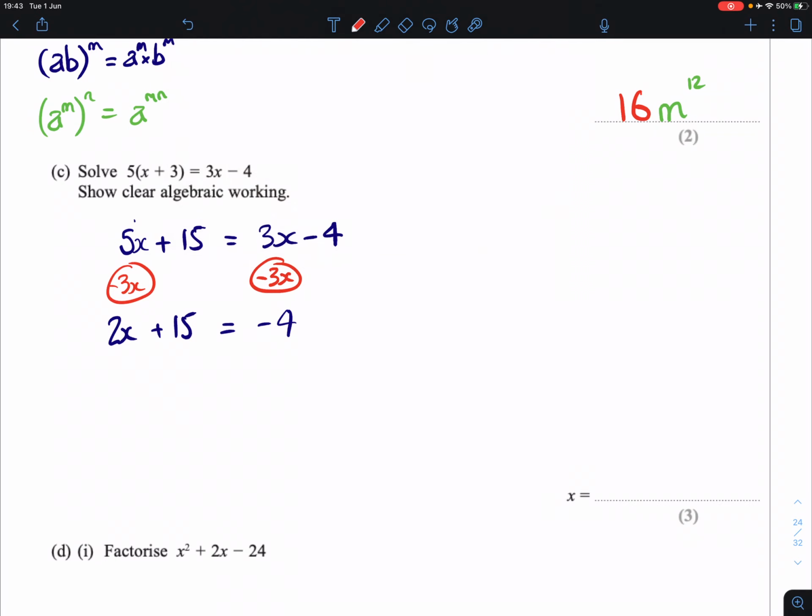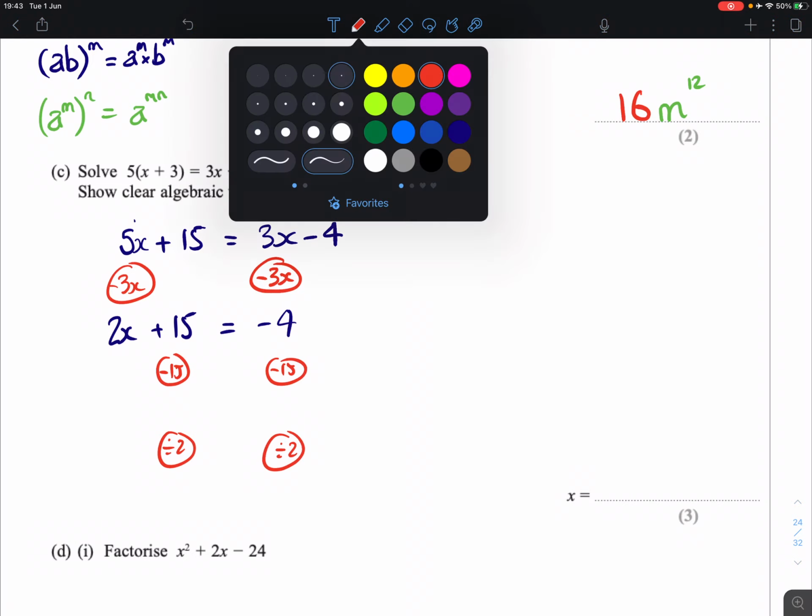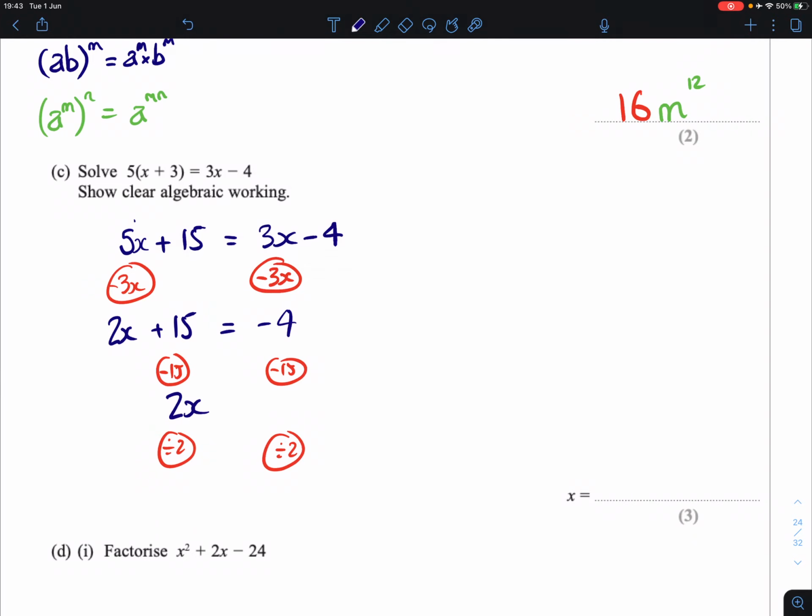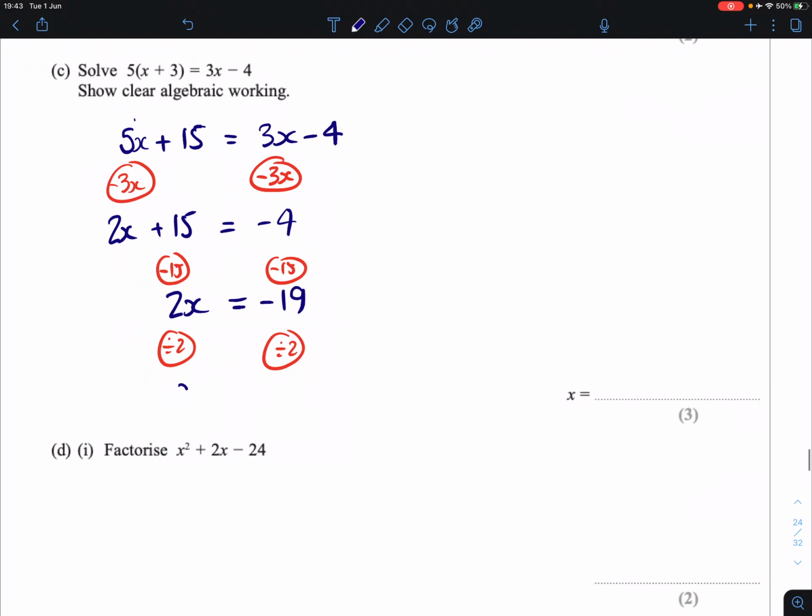Then to get our x by itself, we've got to take away 15 from both sides first, before then dividing by 2. Those are the two steps in order to make that and that disappear. So take away 15, we'll be left with 2x, and we'll get a minus 19 there. And then divide both sides by 2. That will give us minus 9.5.